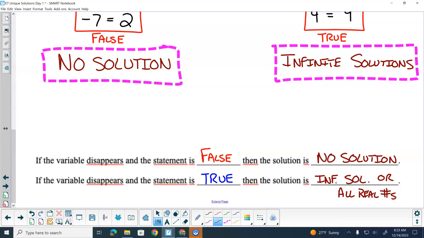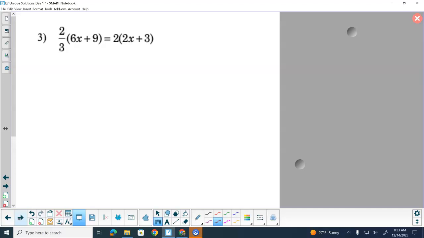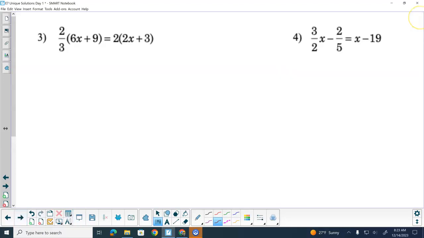Okay? No solution means no number can get put into that equation to make it true. All real numbers or infinite solutions means it doesn't matter what number you put into that one, it's going to be true. And that's the difference. What I'd like you to do now is do numbers 3 and hidden back here 4.